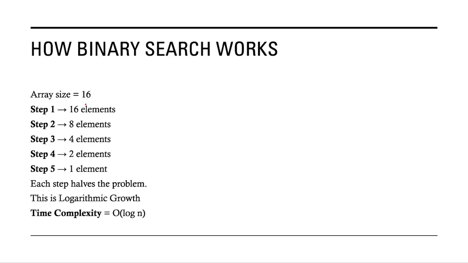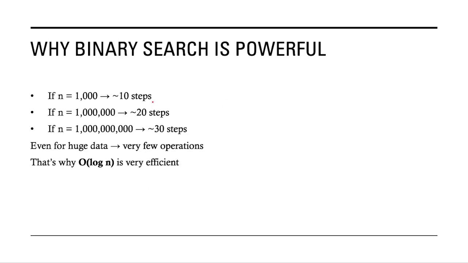If the array size is 16, first it halves to 8, then 4, then 2, then 1, and each step halves the array, which means halving the problem. So this is a logarithmic time complexity, O(log n). So why is binary search powerful? Because it reduces the steps, it does not increase them like O(n²).